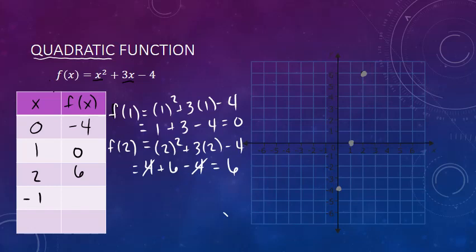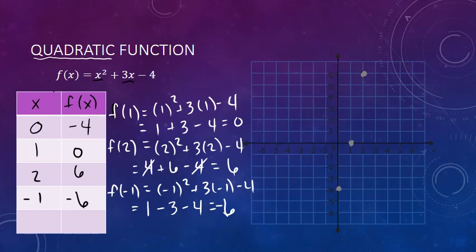So what happens at negative 1? For negative 1, we will have negative 1 squared plus 3 times negative 1 minus 4. Now remember, this is going to be a positive 1 minus 3 minus 4. 1 minus 3 is negative 2. Negative 2 minus 4 is negative 6. So we will be at (-1, -6).